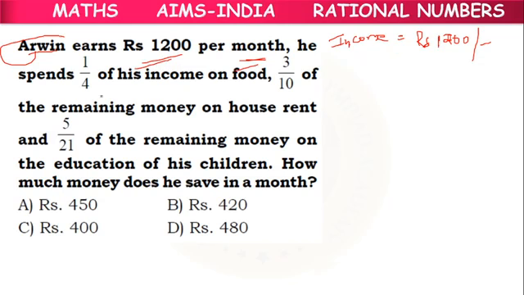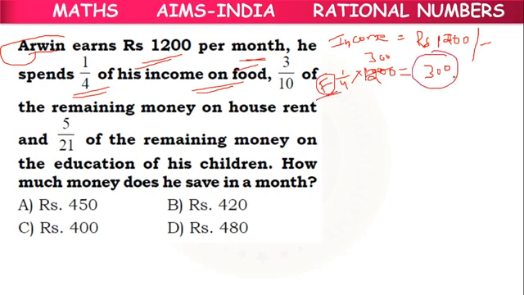Monthly income. Out of that, he spends 1 by 4 of his income on food. Income how much? 1200. Means 1 by 4 of 1200 he will spend for food. How many rupees? 4 3 times, 12 0 0. So 1 into 300, 300. He is spending 300 rupees on food.